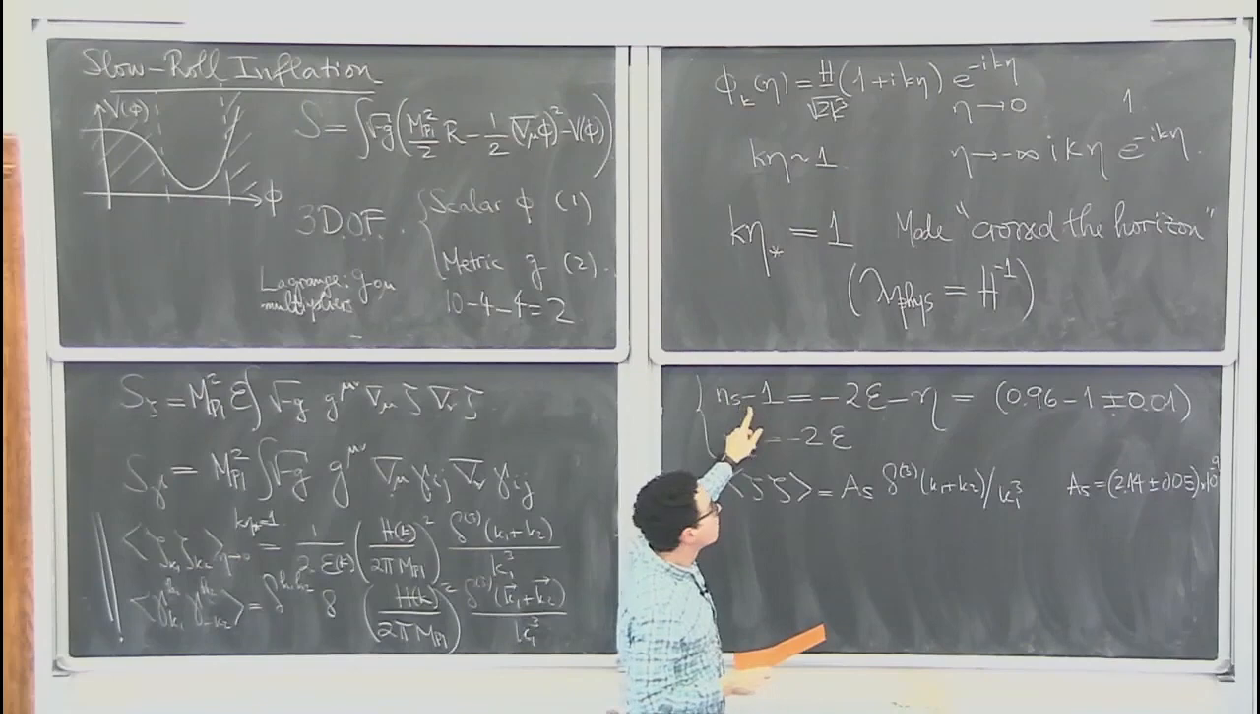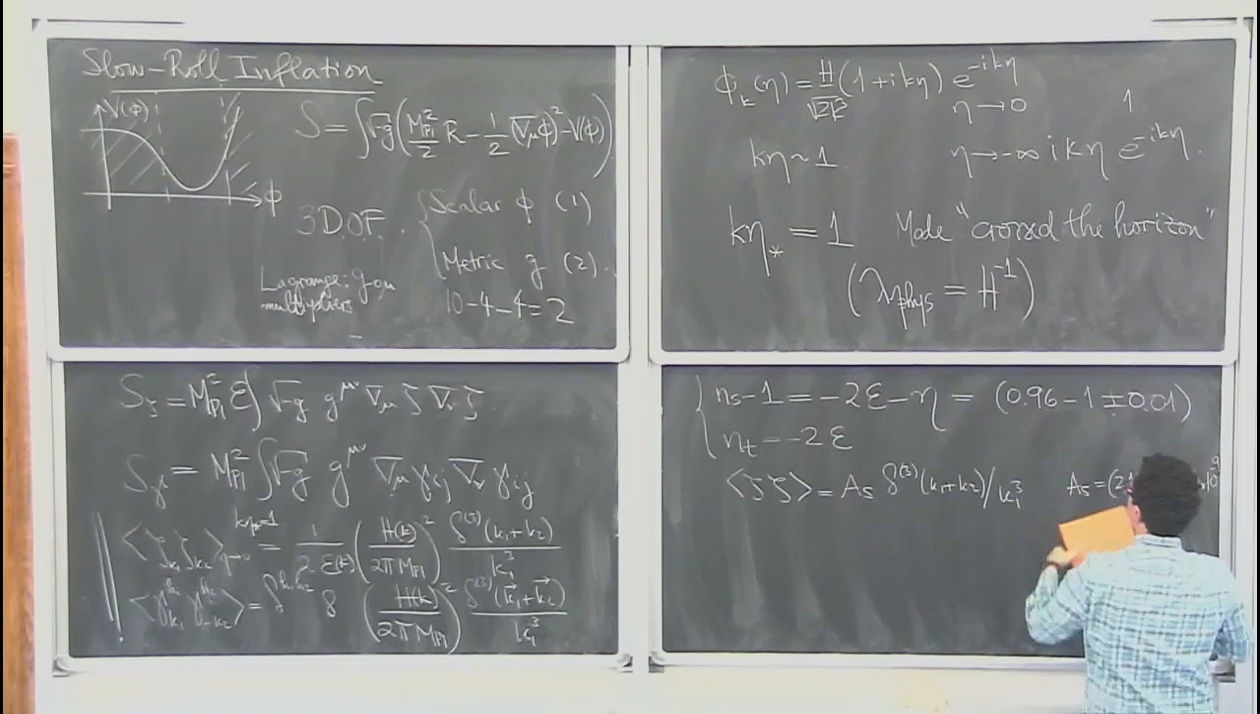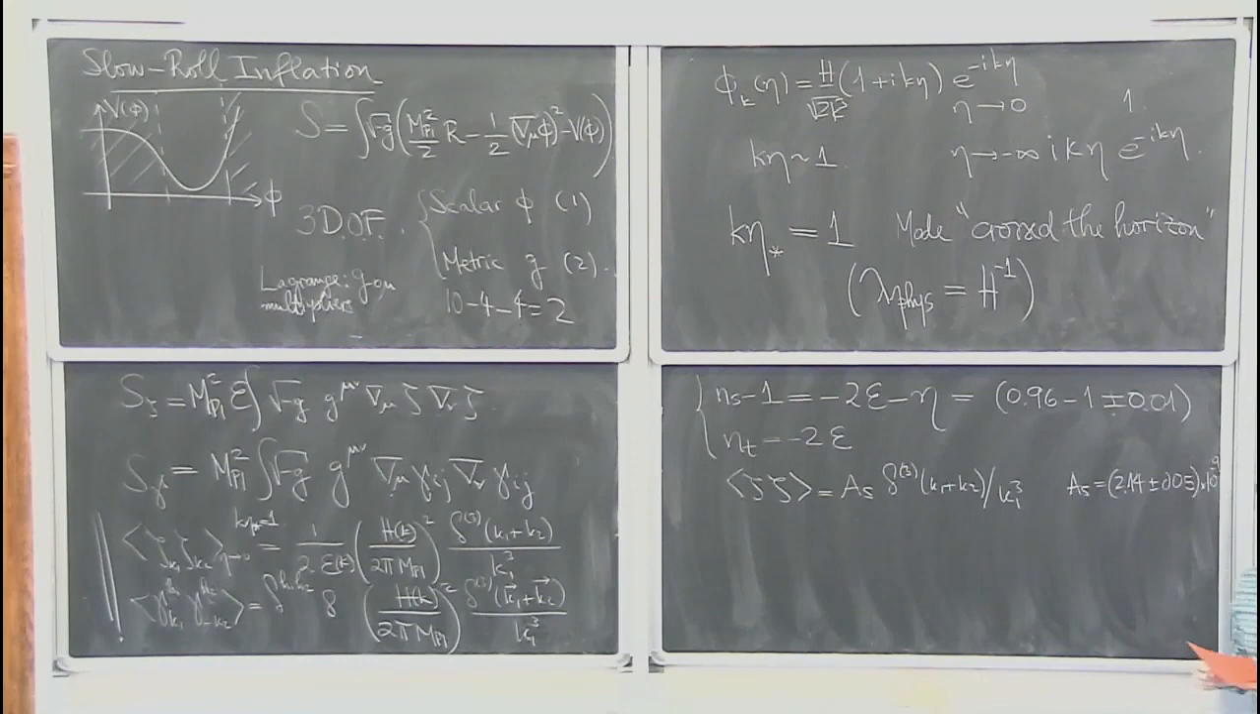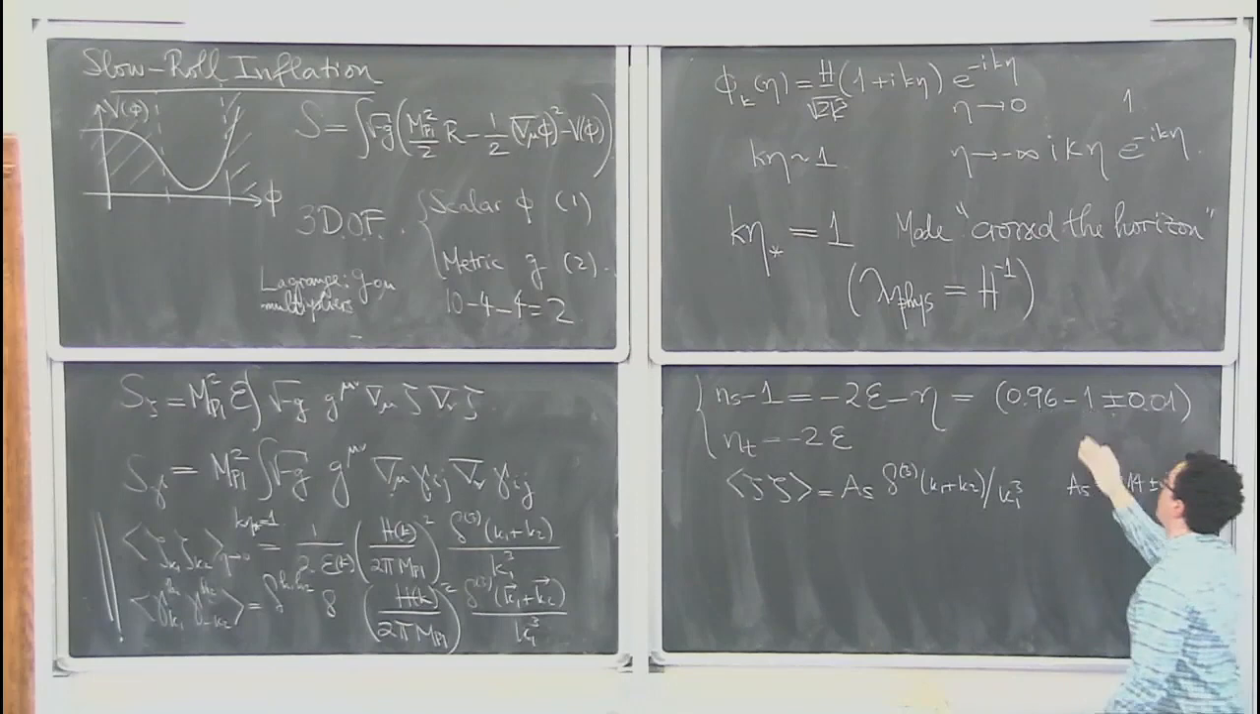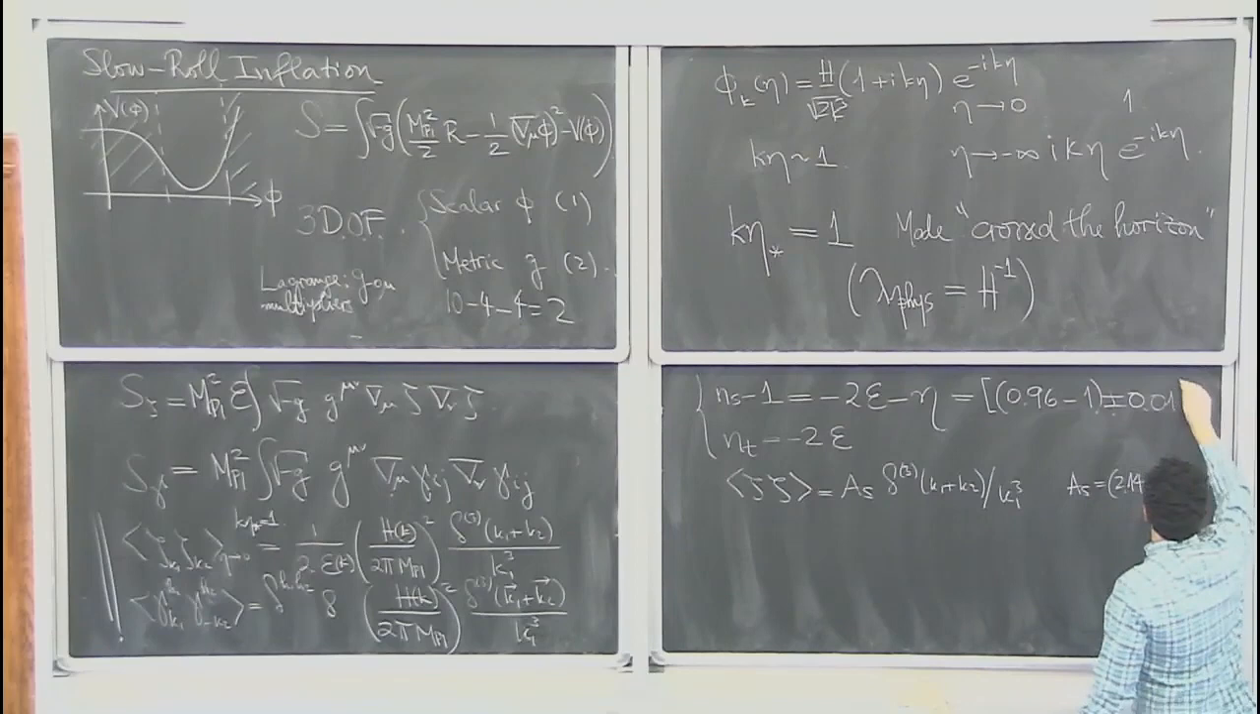So n_s minus 1 is given by this formula, which is 0.96 minus 1. This is minus 0.04, right? Unfortunately, people call it by a number very close to 1, minus 1. Anyway, this is maybe a better way of writing it. Okay.